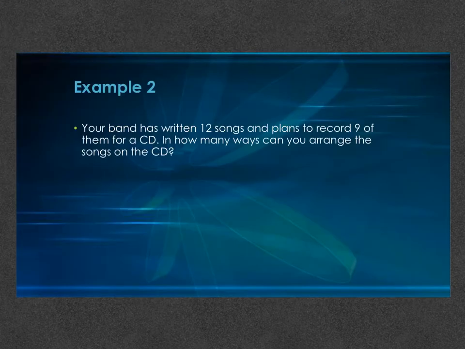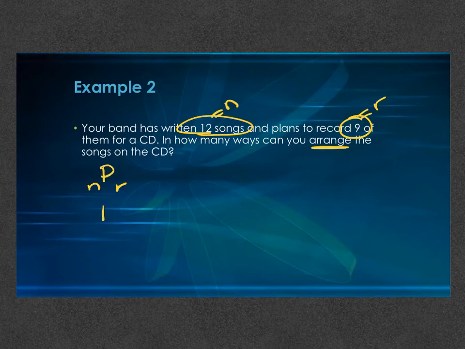So example 2 says your band has written 12 songs and plans to record 9 of them for a CD. In how many ways can you arrange the songs on the CD? So again, we're looking at the word arrange, and this time it's a certain number of the total. So the total is 12 songs, that's your n. You're trying to pick 9 of the songs, so that's your r. So I'm doing 12 P 9, where n is 12 and r is 9.